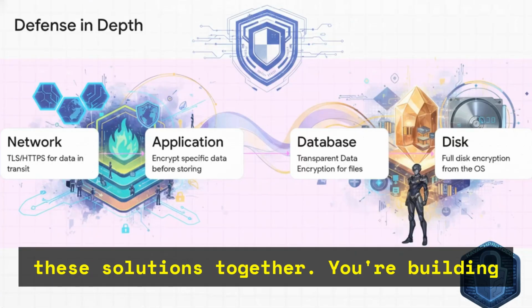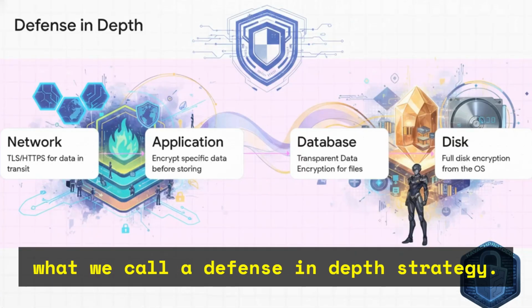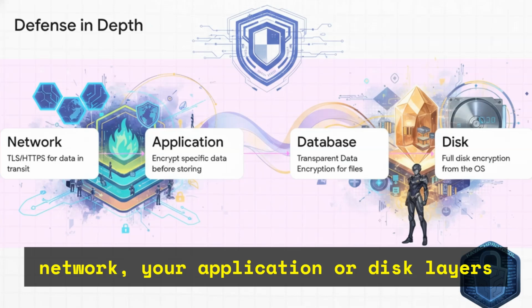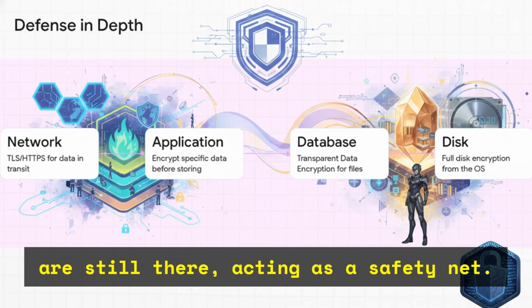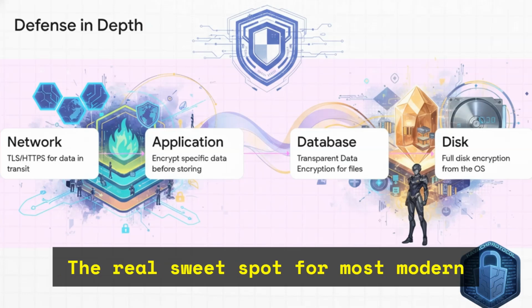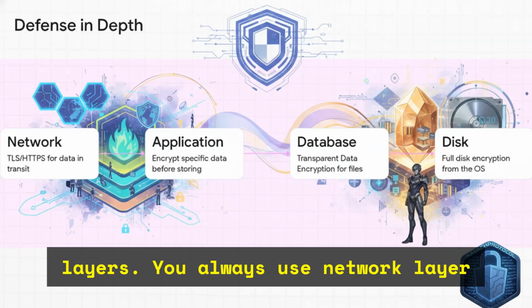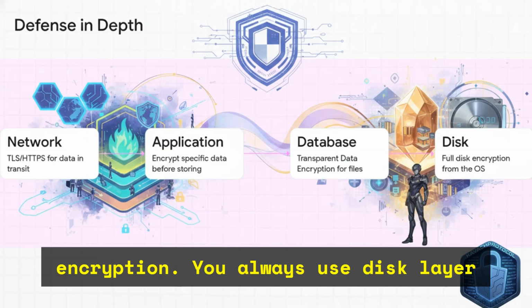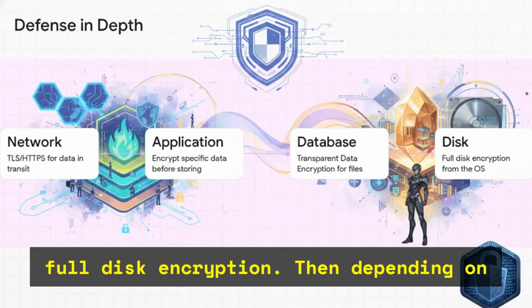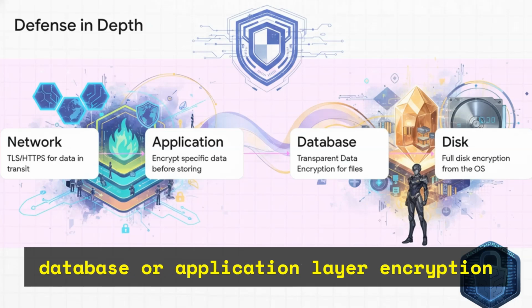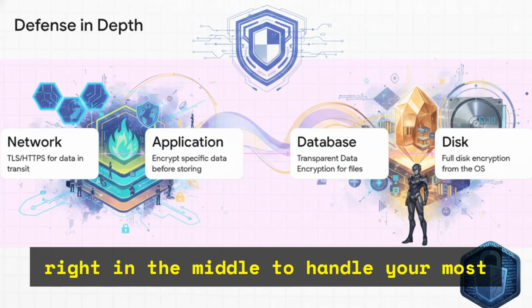When you stack these solutions together, you're building what we call a defense in-depth strategy. This means if an attacker breaches your network, your application or disk layers are still there acting as a safety net. The real sweet spot for most modern architectures is typically 2 to 3 layers. You always use network layer encryption. You always use disk layer full disk encryption. Then, depending on your specific threat model, you add either database or application layer encryption right in the middle to handle your most deeply sensitive stuff.